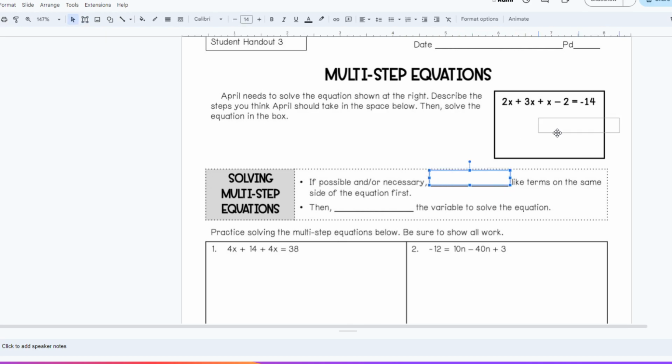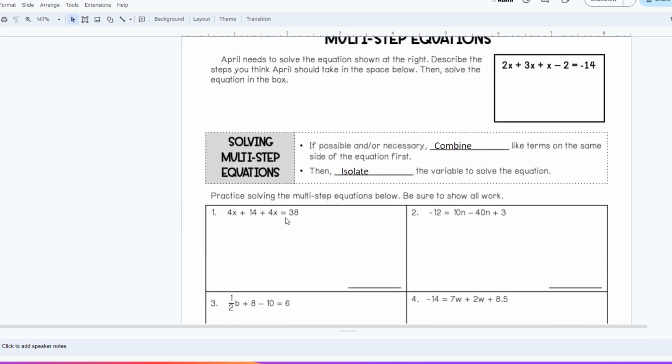So if possible or necessary, combine like terms on the same side of the equation first. So combine. Then isolate the variable to solve the equation. So isolate. We always want to isolate the variable to solve the equation.